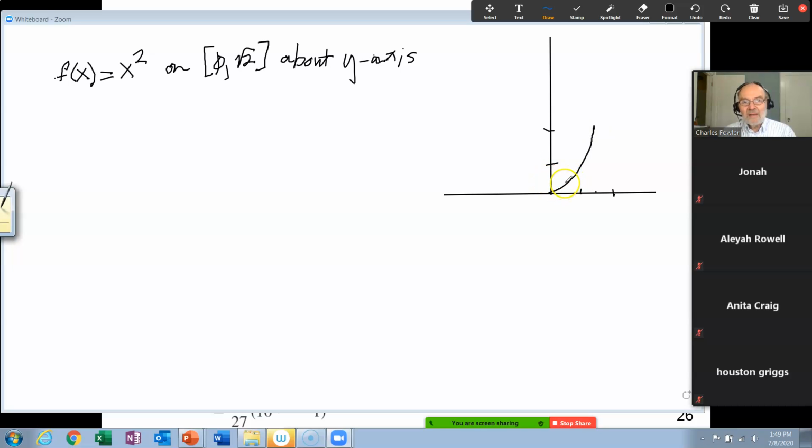Okay, and you're revolving this around the y-axis, so it goes to 1 over here and about 1.5 here, so it goes to here and then revolves around the y-axis there and comes back in. That's something like that. It's a pretty ugly drawing.